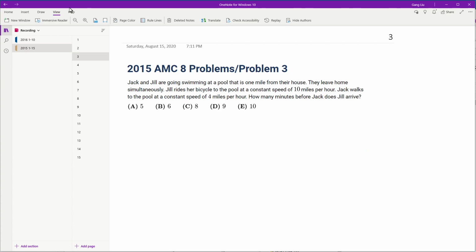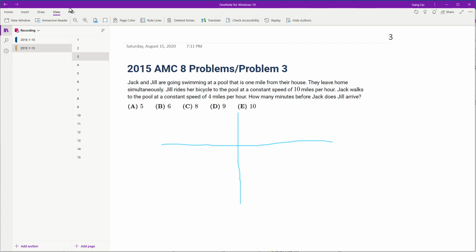Problem 3. Jack and Jill are going swimming at a pool that is 1 mile away from their house. They leave home simultaneously. Jill rides her bicycle to the pool at a constant speed of 10 miles per hour. Jack walks to the pool at a constant speed of 4 miles per hour. How many minutes before Jack does Jill arrive?